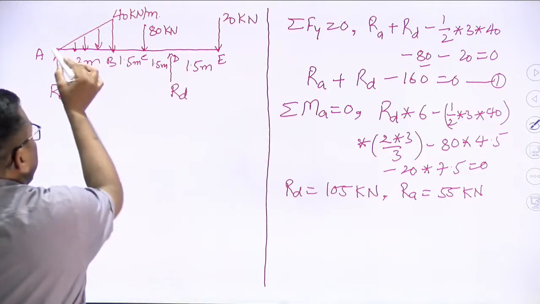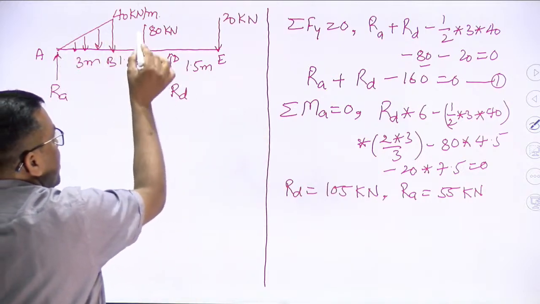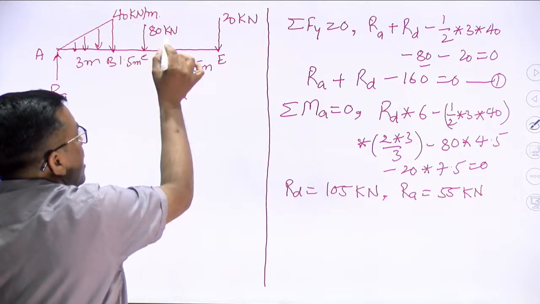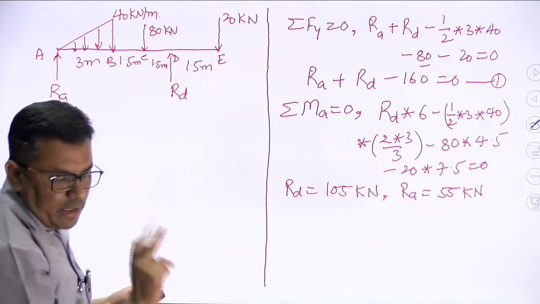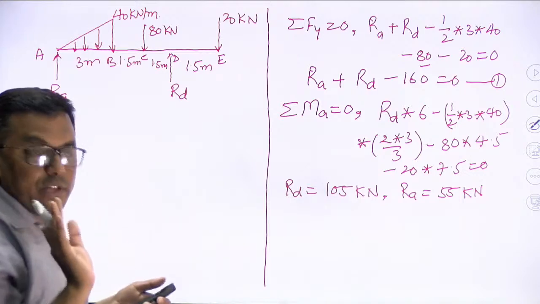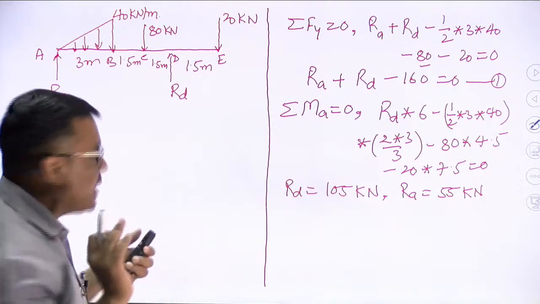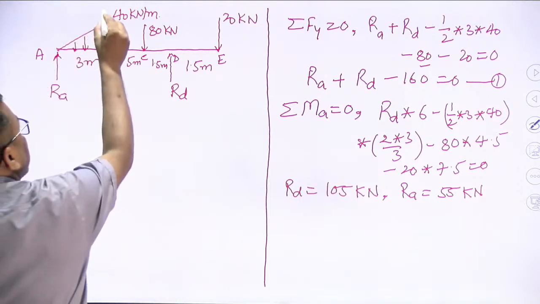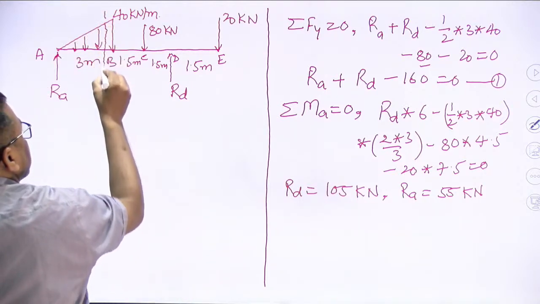So obviously one between A and B, one between B and C, one between C and D, and from D to E there must be one section. So 1, 2, 3, 4 sections are required. It is a lengthy question, so please cooperate with me. Solve along with me. Now I am taking the section plane.